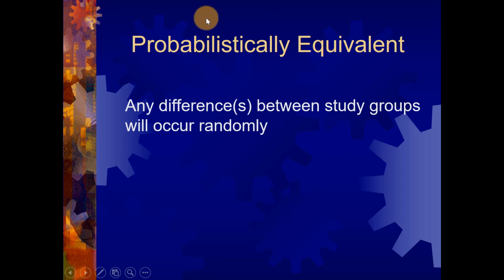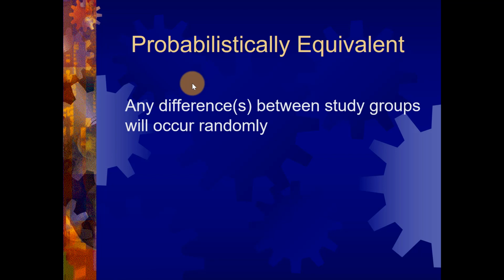So let's look at this word probabilistically. Probability is another word for random, right? Like when we were talking about random selection. Essentially, this is just saying that random assignment assures that the two groups are essentially the same because everybody had an equal chance of being picked, so any differences cancel each other out.